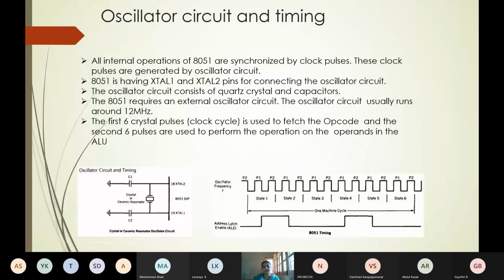Okay, so last class we were discussing interfacing the external RAM and ROM to the 8051 microcontroller. We have seen many examples of how we can interface the RAM and ROM. Okay, so going on with the next topic.